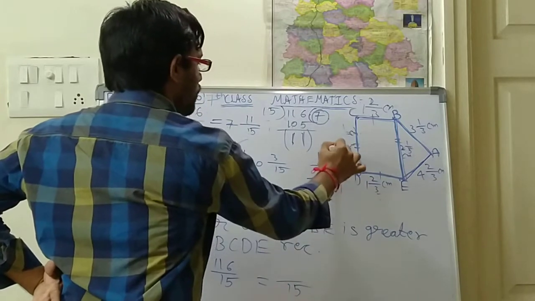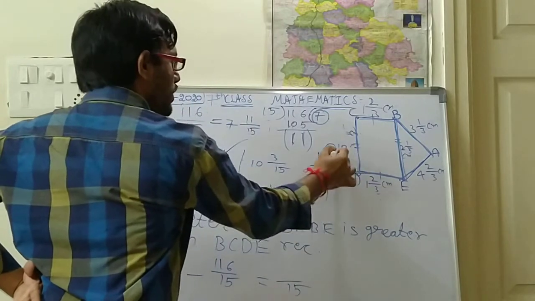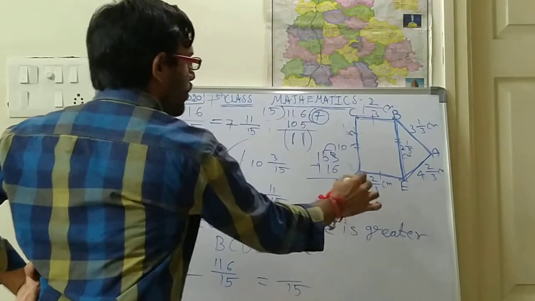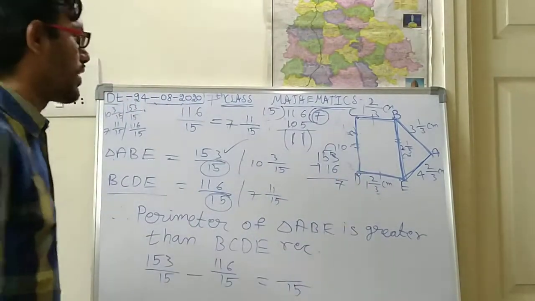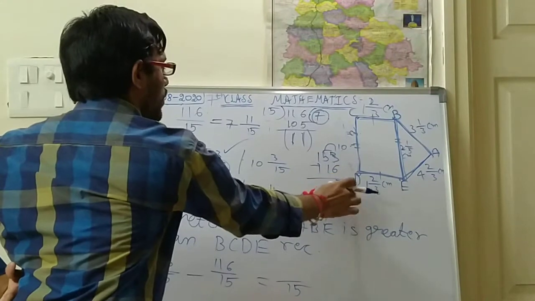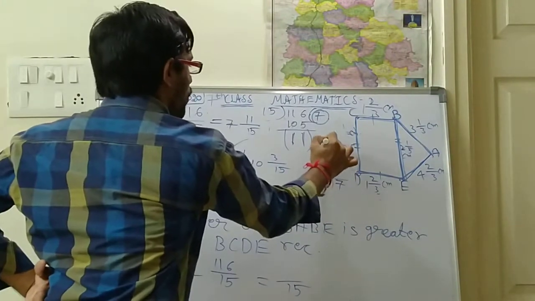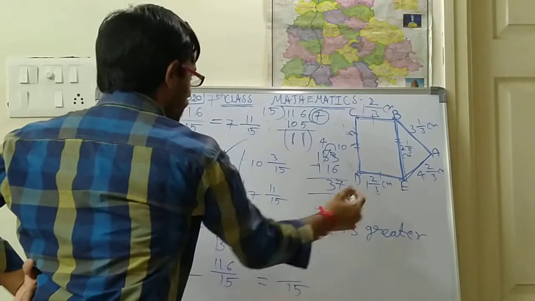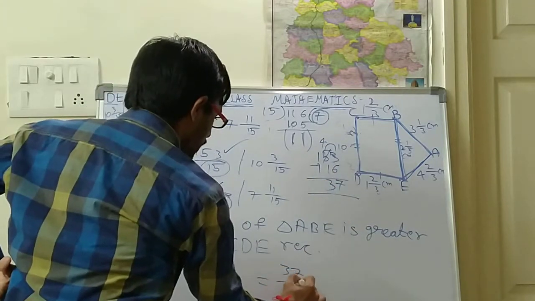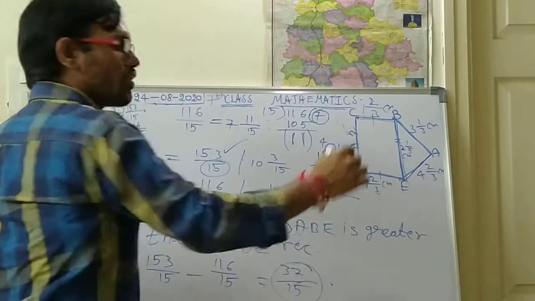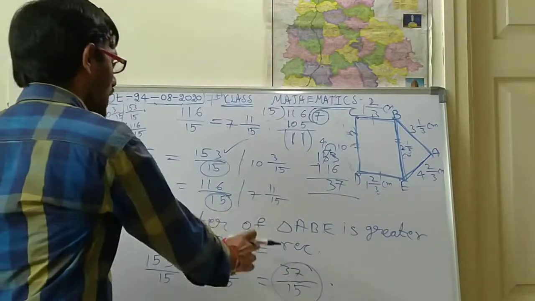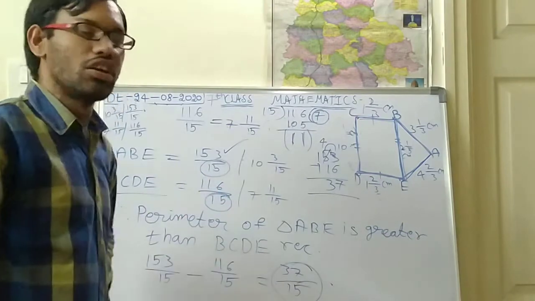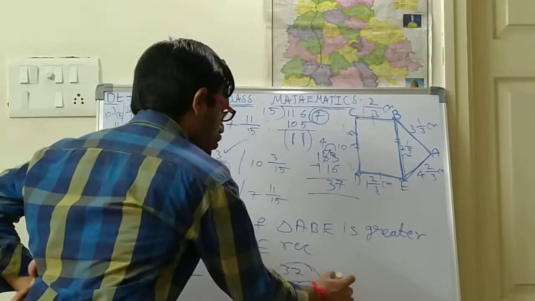Okay, 3 minus 6 we can't do, so 10 plus 3 is 13. 13 minus 6 is 7. 6, 7, 8, 9, 10, 11, 12, 13. Next, 4 minus 1 is 3. Next, 1 minus 1 is 0. So 37 by 15 times is greater than BCDE. Like this you have to end up the solution.